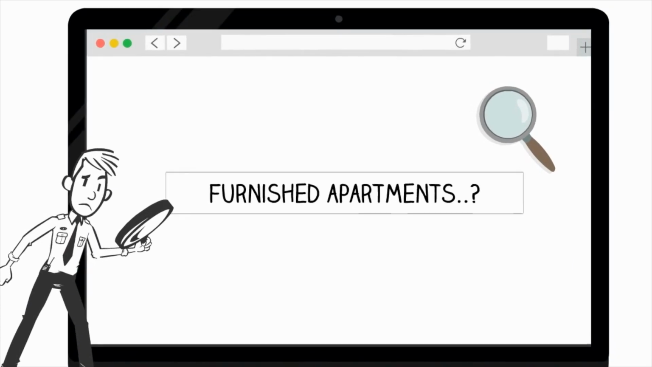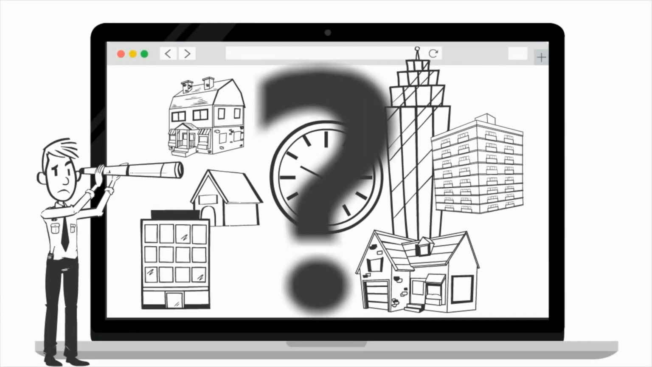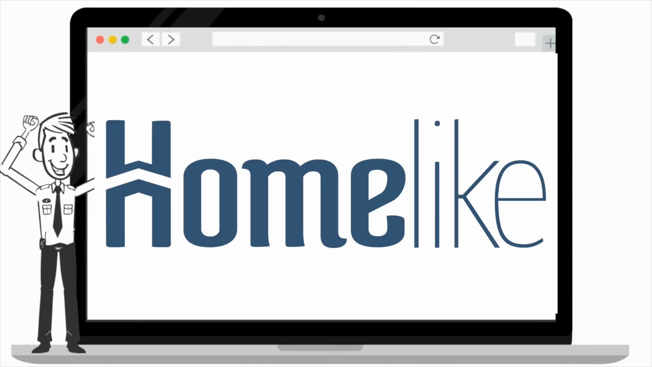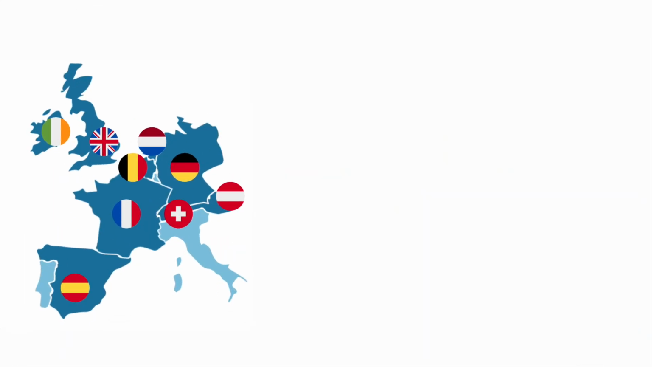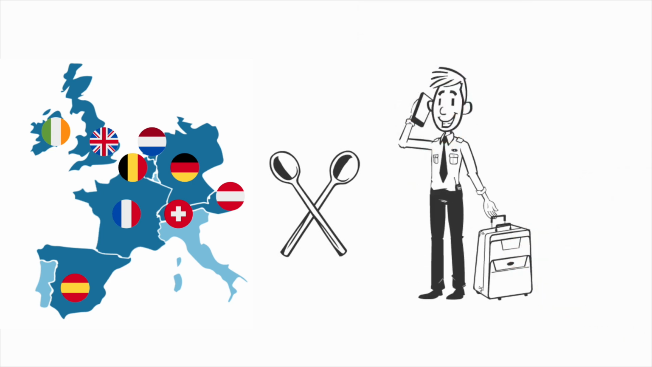It's not so easy. The search is always time-consuming and complex. That's why we created Homelike. Homelike offers furnished apartments all over Germany. These high-quality furnished apartments are all customized, especially to the needs of business travelers.